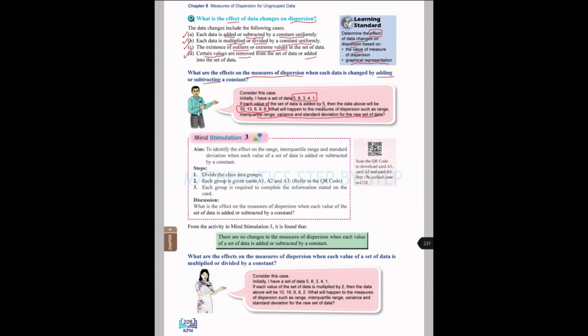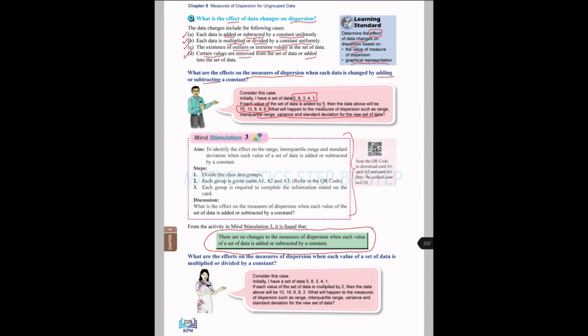Okay, so go back, you guys will do this mind stimulation tree. Okay, so you guys will find a few friends and have this discussion together. Okay, so this is the conclusion made from the mind stimulation tree. So there will be no changes to the measure of dispersion when each value of a set of data is added or subtracted by a constant.